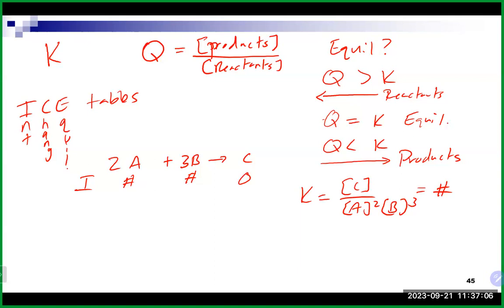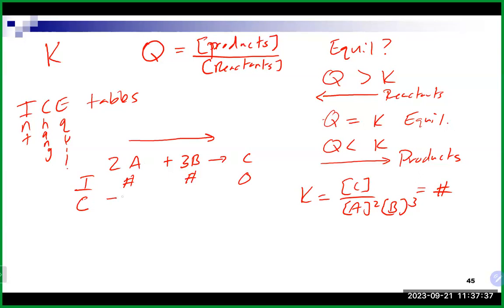The change part's really the important part of the ICE table. It's what we're looking for in terms of trying to solve for the X, which is what we use to represent the change. In this case, if we had no products, we would assume that the reaction is going to head towards the product side. And that would mean that we would expect the reactants to be decreasing with time, and we would expect the products to be increasing with time. So we represent that by minuses and pluses.